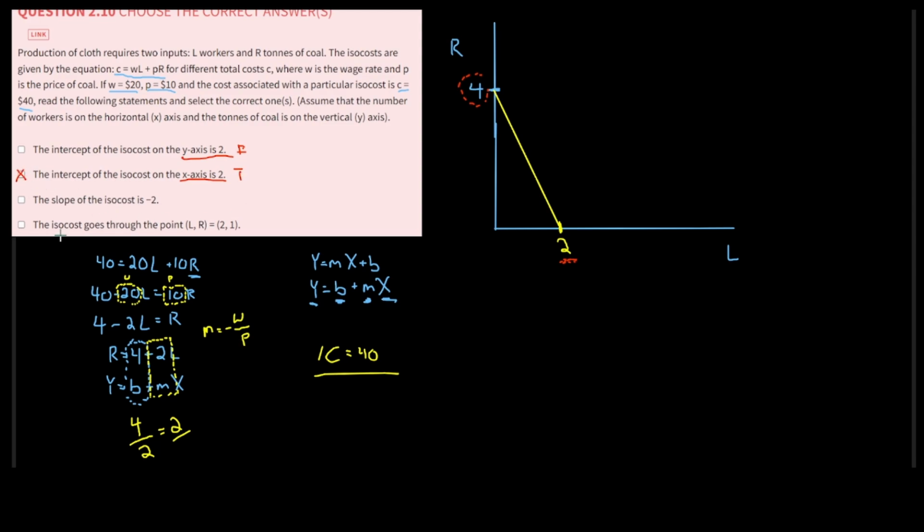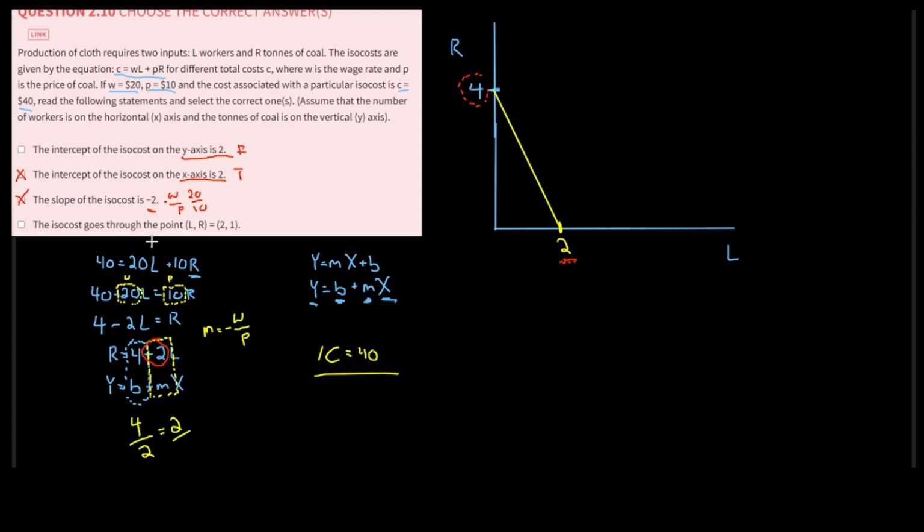Let's check that box. The slope of the isocost is -2. Oh, would you look at that? We got our slope. That was -2. And again, what was that slope? That was the negative of, in this case, the wage over the price, which was 20 over 10, which is -2. So great. That is also true.